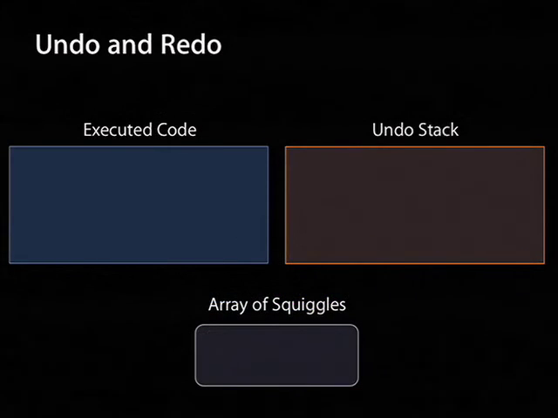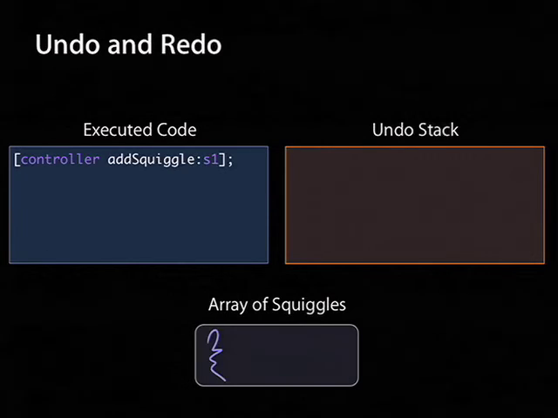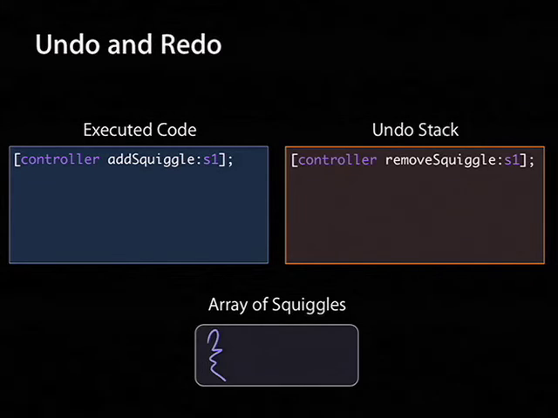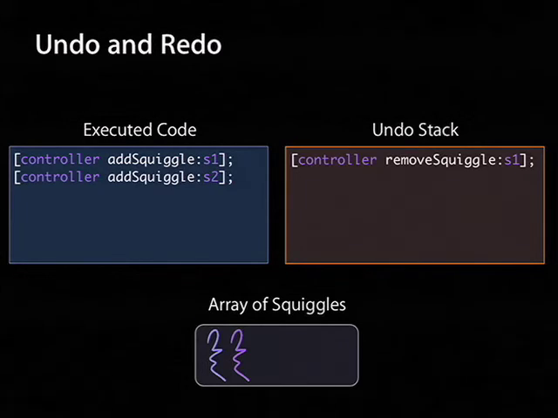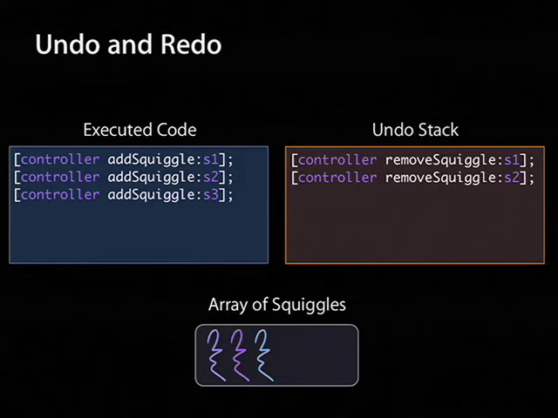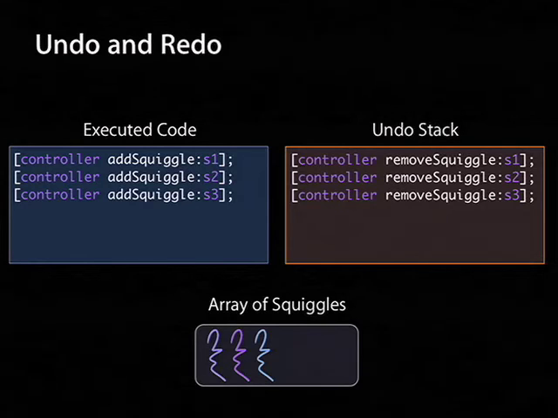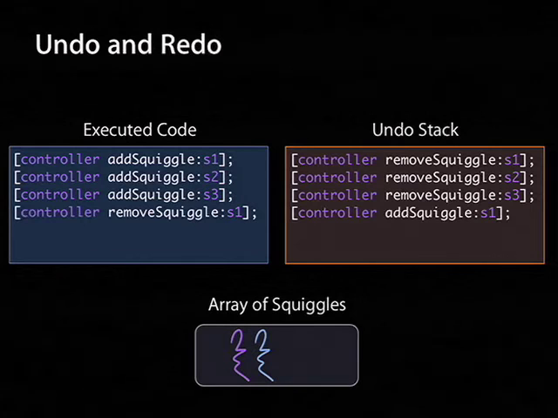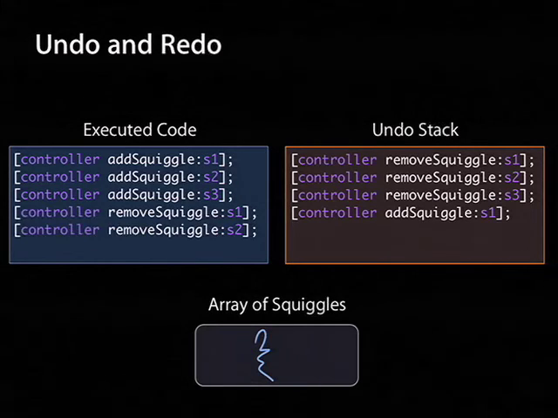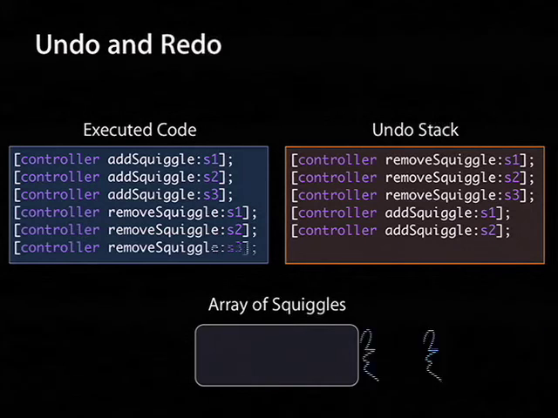So what we'd like to have happen is by maintaining an undo stack of methods that should be called when the user hits undo. So when we add a squiggle, what we'd like to have happen is removeSquiggle needs to go in the undo stack. And similarly, as we add more squiggles, the stack will get higher with these remove messages. And then when we start removing them, the stack will start having these addSquiggle inverse methods applied to it.